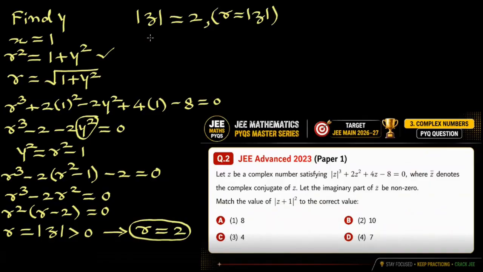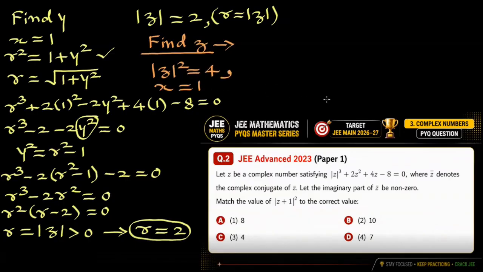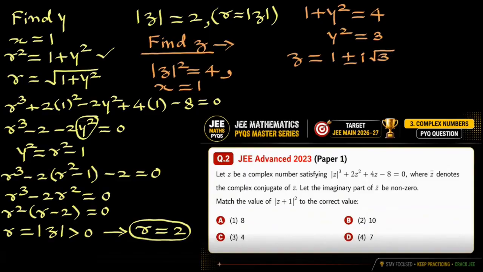Next, find z. Since |z|² is 4 and x = 1, we have 1 + y² = 4. Therefore y² = 3. Hence z = 1 ± i√3. Both satisfy the given condition because the imaginary part is non-zero.